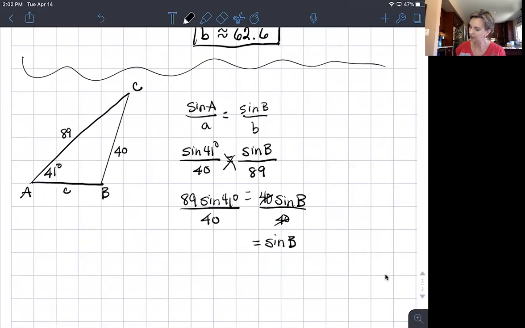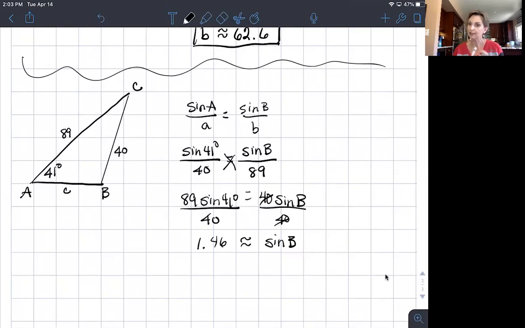Crunch that with your calculator. Do the sine of 41 degrees times 89 divided by 40. And what do you get? You should get a decimal number, about 1.46. Approximately that, you'll get a bigger decimal than that, we're just rounding. Now you would use inverse sine to find the angle that has a sine of 1.46. But when you put that into your calculator, you don't get an answer. Instead, you get an error.